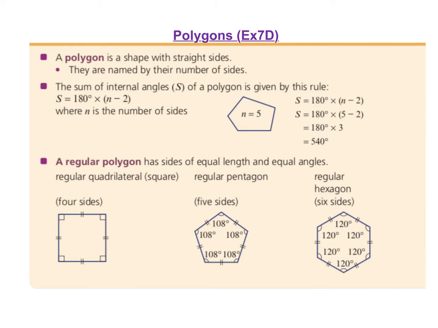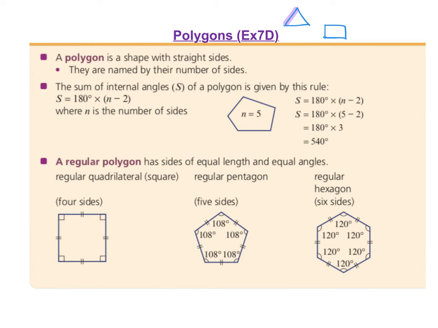Okay, so today we are looking at polygons. A polygon is a shape with straight sides. At the moment we are already familiar with some polygons. We know a triangle is a polygon because it has straight sides. So pretty much we're just saying straight sides.